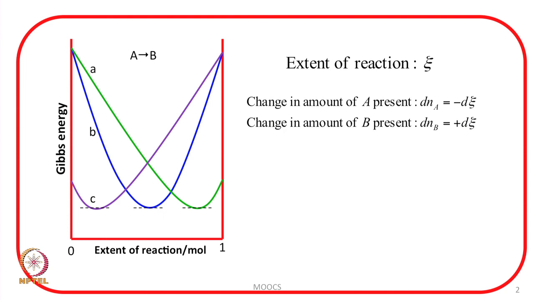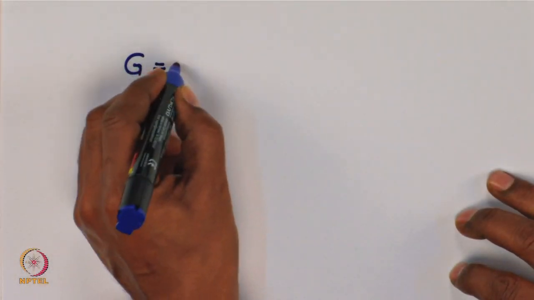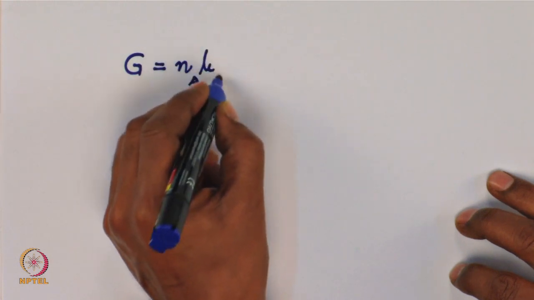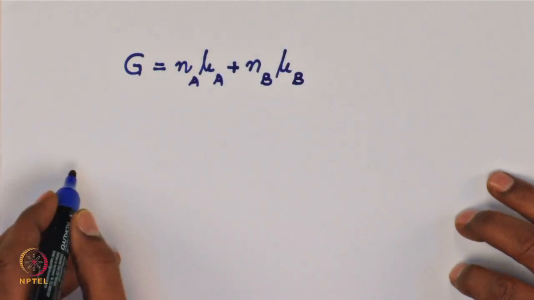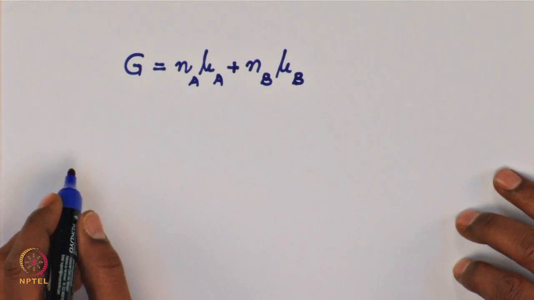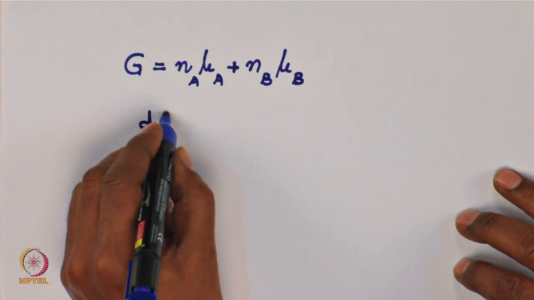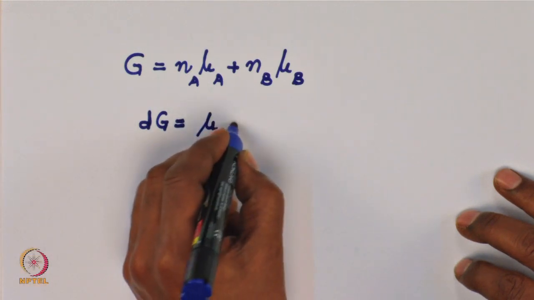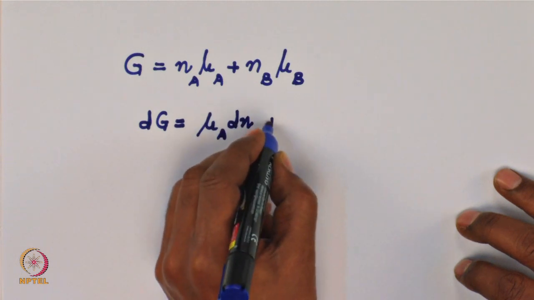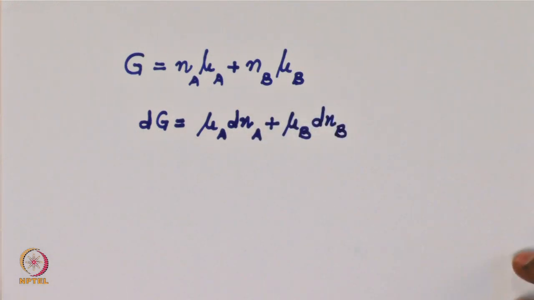Now, for this reaction going from A to B, the total Gibbs energy is equal to nA times mu A plus nB times mu B. We have discussed earlier, you remember when we were discussing the partial molar quantities, and dG also we discussed earlier that this is equal to mu A times dnA plus mu B times dnB at constant temperature and pressure.